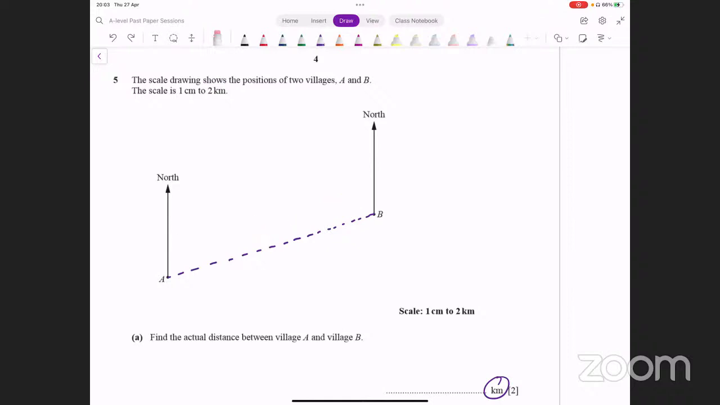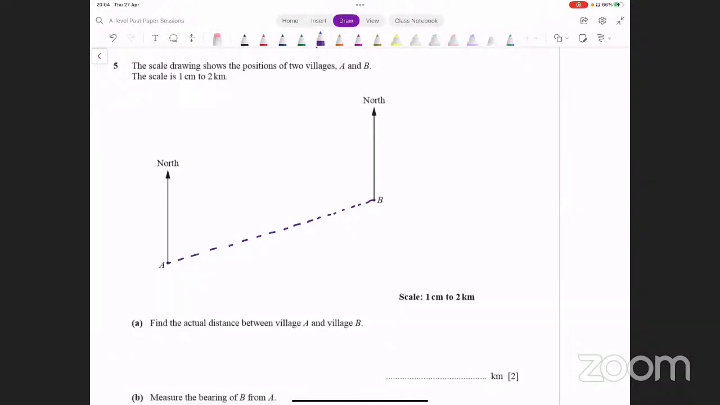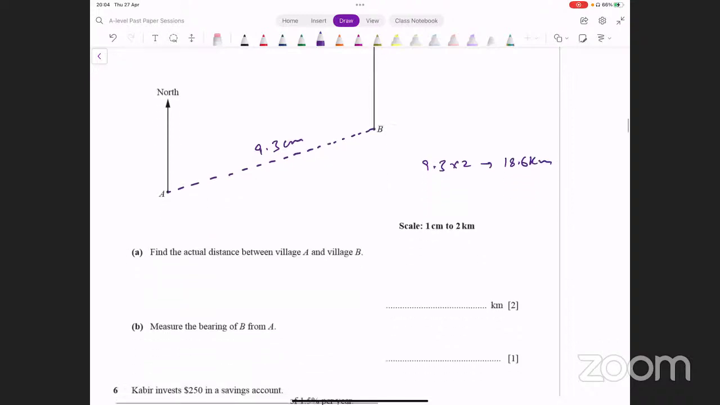ठीक है? You can see whatever that turns out to be. Let me actually just confirm this from the marking scheme and see what the actual number is going to be. Let me have a look at this. Yeah. So you would have the actual distance somewhere around 9.3 centimeters. Okay? तो आप क्या करोगे? 9.3 को 2 से मल्टीप्लाई करोगे and that's going to give you 18.6 kilometers, and that's what you're going to write here.